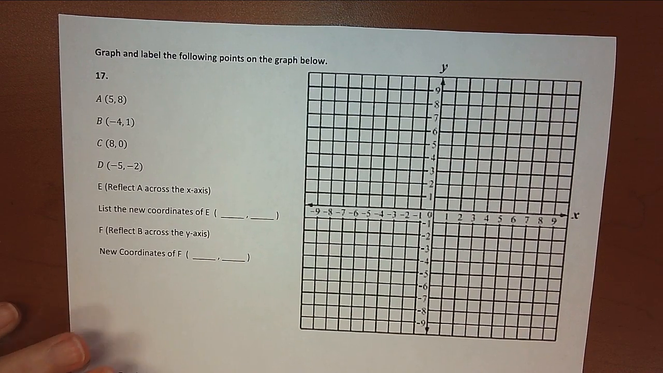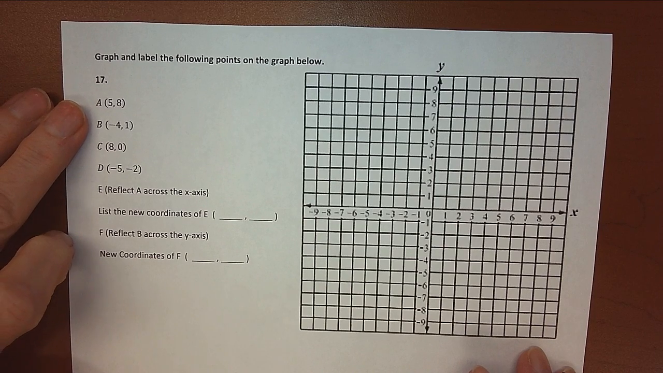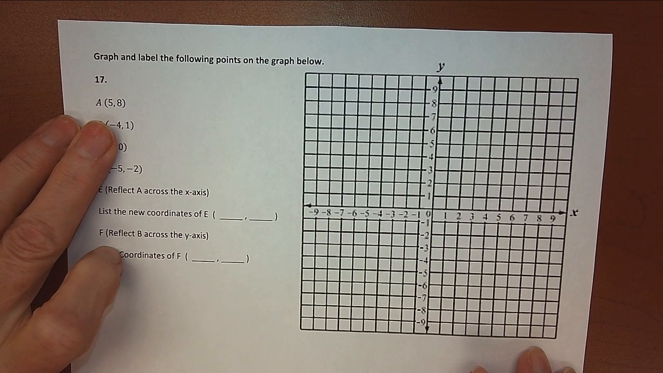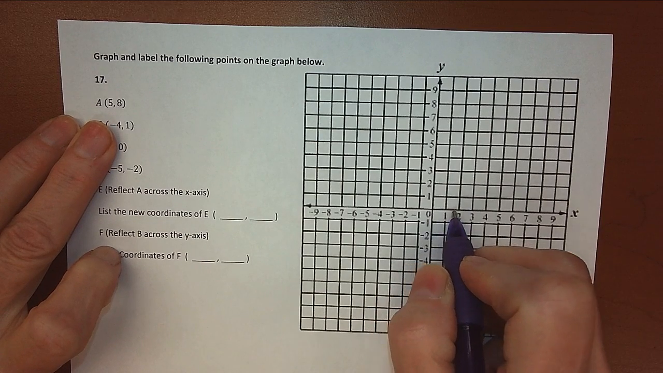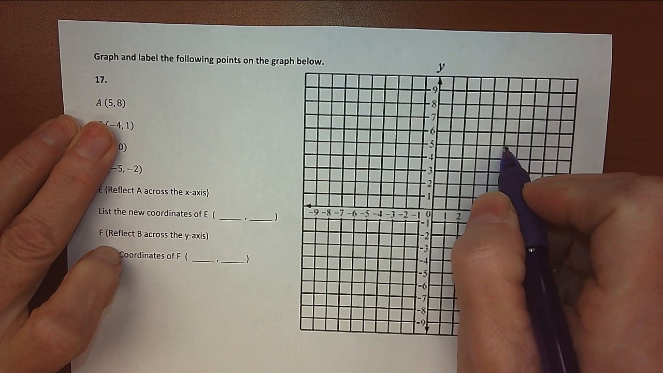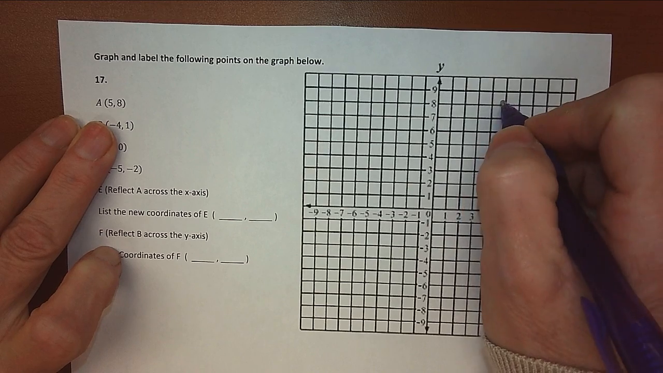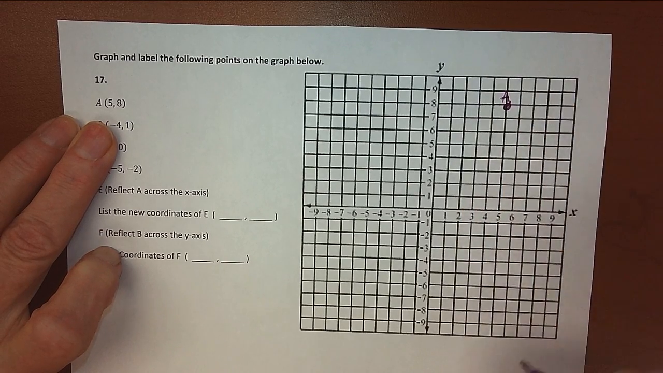This is the backside of the practice quiz for 6A through 6C. Directions here say graph and label the following points on the graph grid below. I'm going to label 5A, or 5, 8, as A. So that means we go 1, 2, 3, 4, 5 units to the right, and 1, 2, 3, 4, 5, 6, 7, 8 units up. And there's our A, which is at 5, 8.